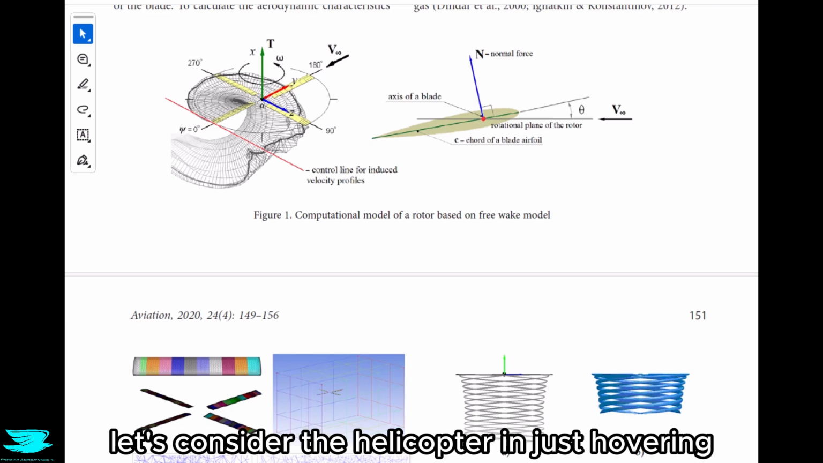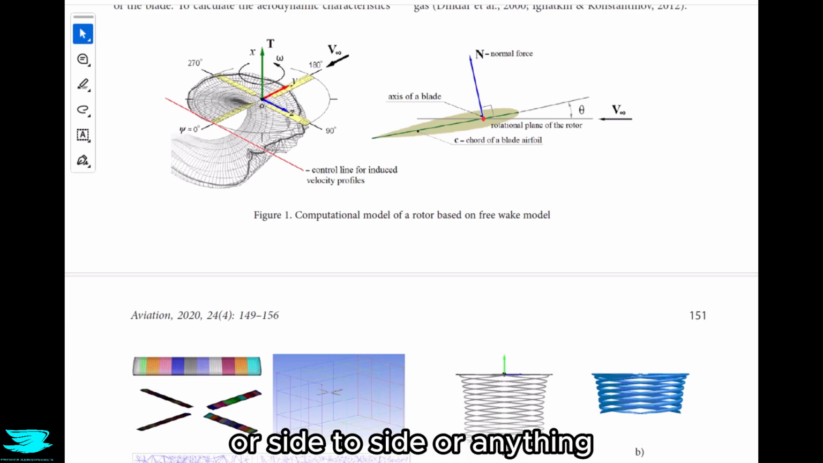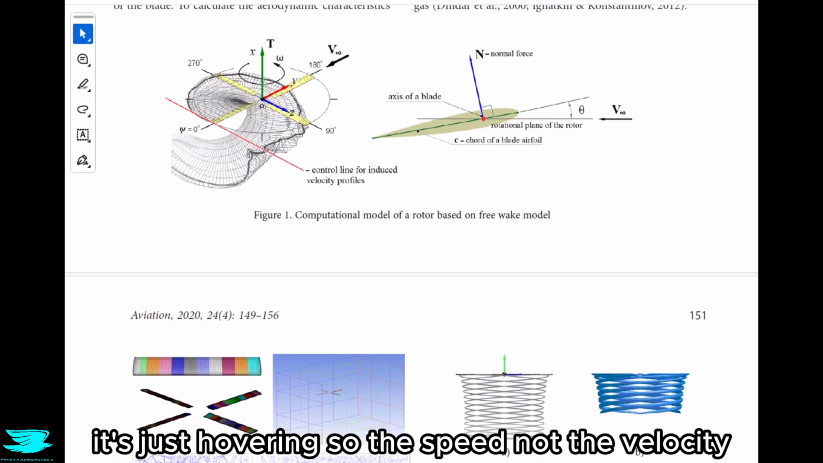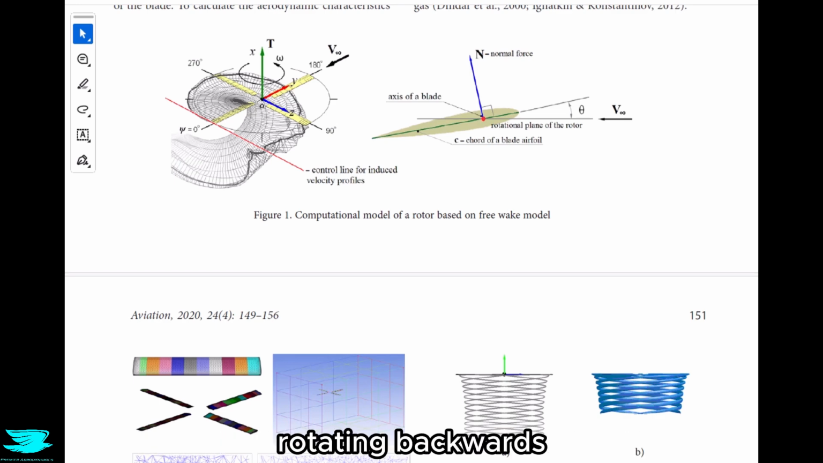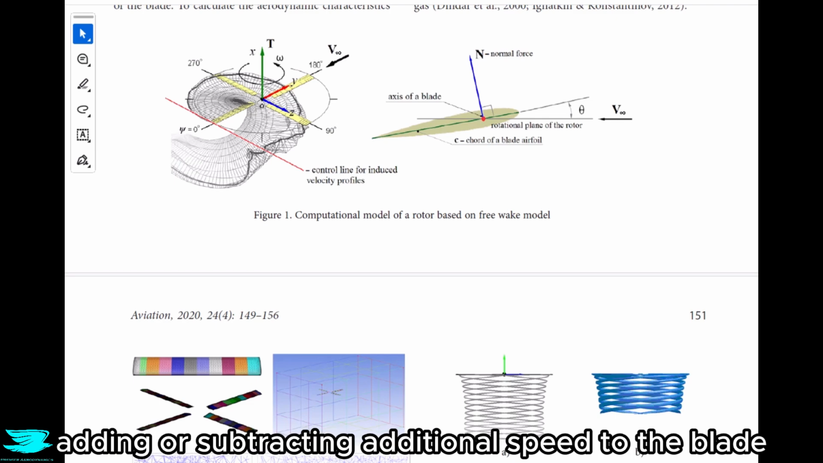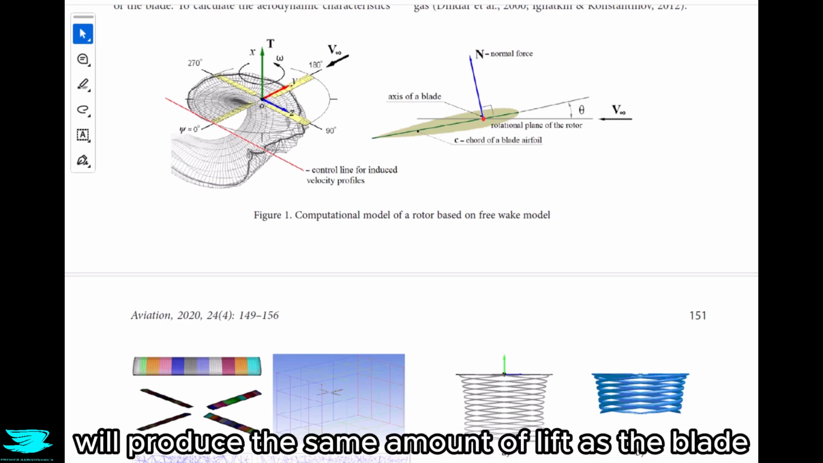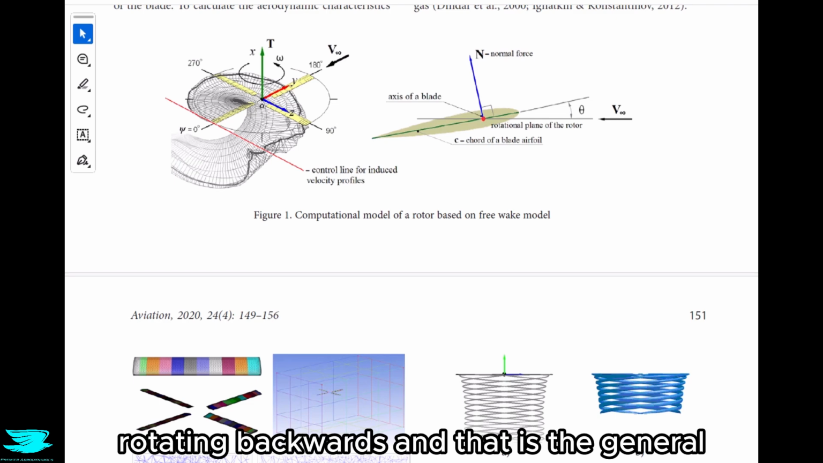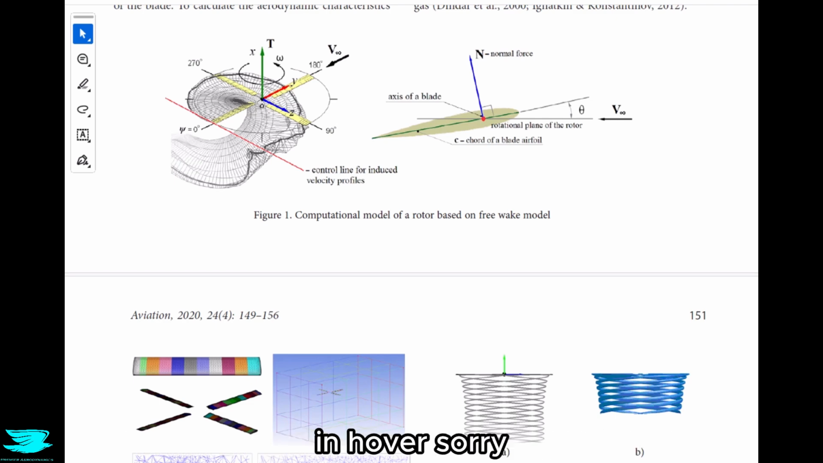let's consider the helicopter just hovering. So it's not moving forward or backwards or side to side or anything, it's just hovering. So the speed, not the velocity, but the speed of the blade rotating forwards is the same as the speed of the blade rotating backwards. That's because there is no free stream flow adding or subtracting additional speed to the blade. In this configuration, the blade rotating forward will produce the same amount of lift as the blade rotating backwards. And that is the general description of what is happening in hover.